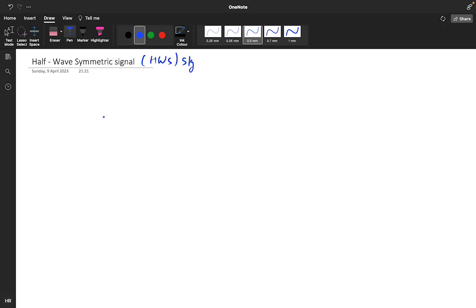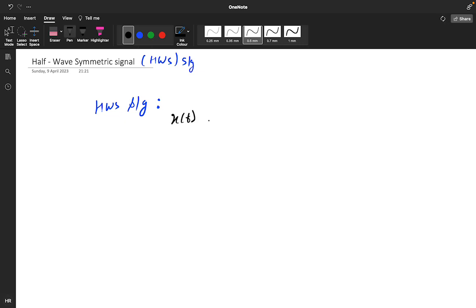Okay. So the half wave symmetry signal is going to be very useful in power electronics. So look at it very carefully, because if you learn this concept, power electronics will be very easy for you.